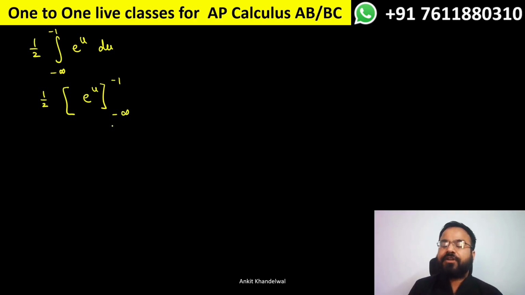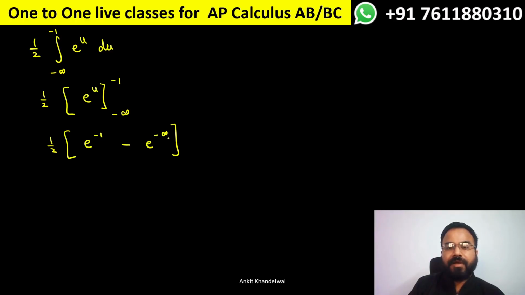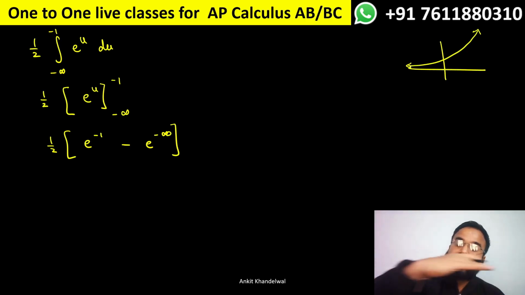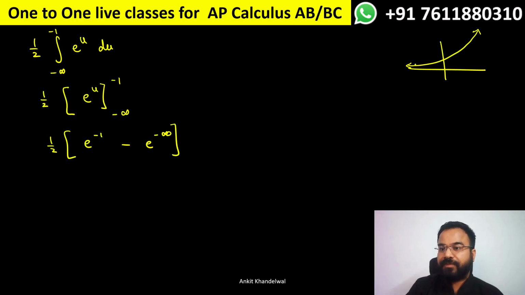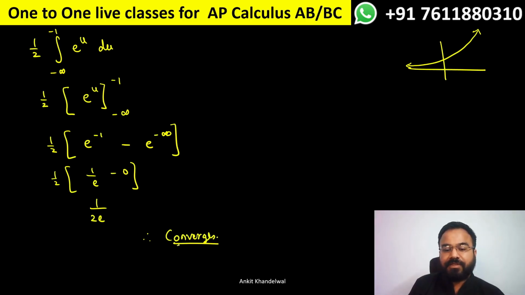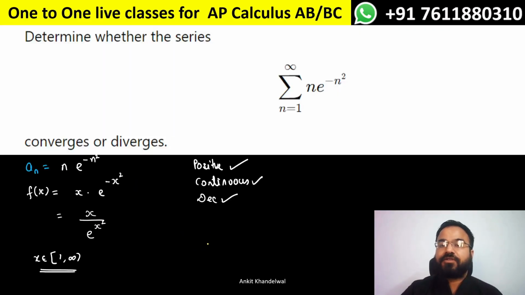Either you write minus infinity or you can write something like k also. Putting the upper limit, we get e to the power of minus 1 minus e to the power of minus infinity, since in place of u we are putting minus infinity. If you look at the graph of e power x, when we are going towards minus infinity, towards the left side, the graph is approaching 0. So it will be 1 upon e minus 0, so it is 1 upon 2e. Now you can see it is a finite value we are getting. Therefore, since the integral converges, the series will also converge.